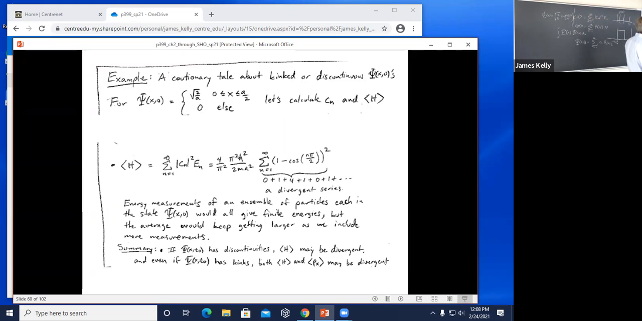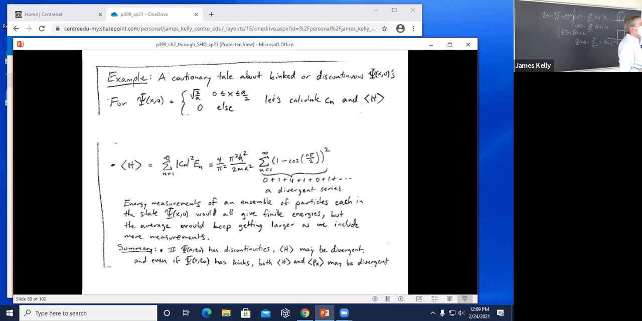If you prepare that state that has the discontinuity in it, maybe 1,000 identical systems in that state, and you measure the energy of each one, each energy measurement would be perfectly finite. Maybe the first one corresponds to E13, then you get an E50, then an E25, then an E436, and so on. You keep track of the average as you take more and more measurements, and you would find that the average keeps getting bigger and bigger, and it just never stops getting big.